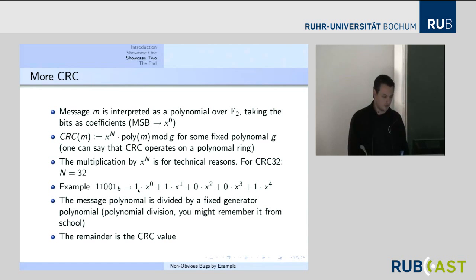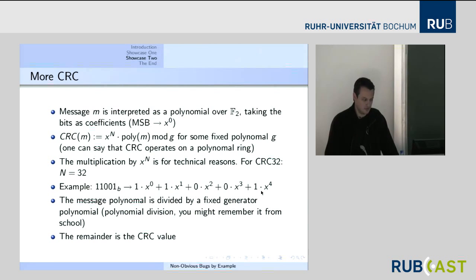1 times x to the power of 0 plus 1 times x to the power of 1. Those are the first ones here. Then 0 times x to the power of 2. 0 times x to the power of 3. Those are the two 0s. And then the last one, 1 times x to the power of 4. And this polynomial you divide by the generator polynomial, which is fixed for the respective CRC implementation. And then you get the CRC value out of it.